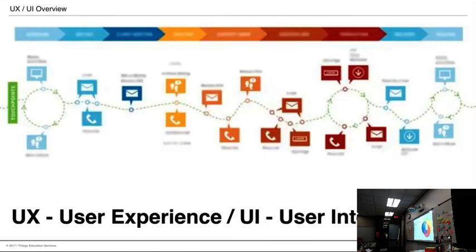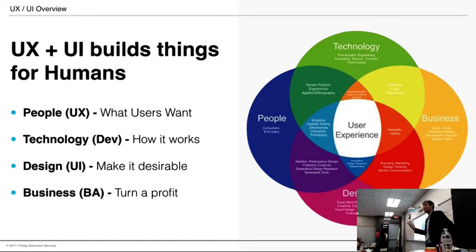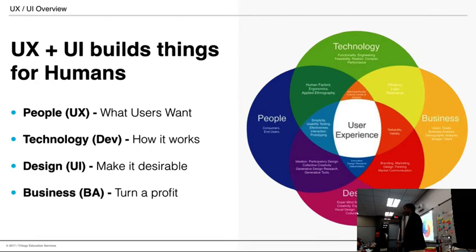Now, when we talk about user experience design and UI, which is user interface, there are some things we want to engage in. One, UI and UX build things for people. We're human-centered. You could design things for dogs, but usually humans are the ones buying those things for dogs. Until we figure that out, we're living in a world.